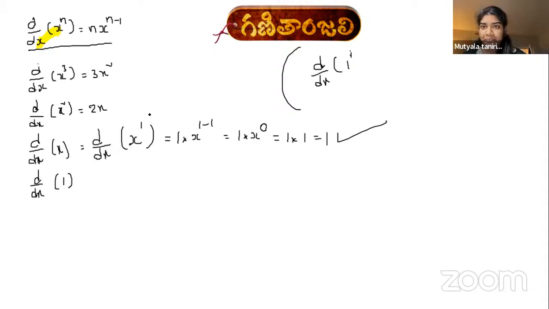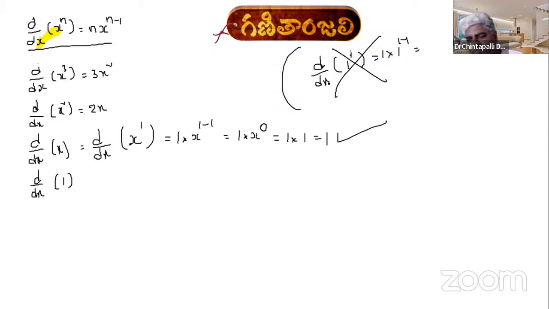X is nothing but x power 1. The same way, 1 may be 1 power 1, then it is equal to 1 into 1 to the power of 1 minus 1 and so on. It is wrong thinking. Why is it wrong? Because it is not x. To use this formula, both the variables must be the same. Right?